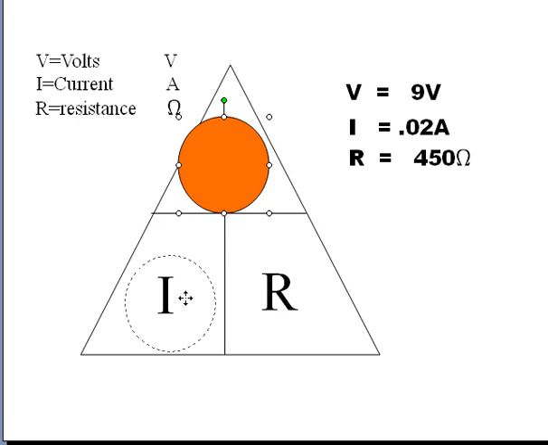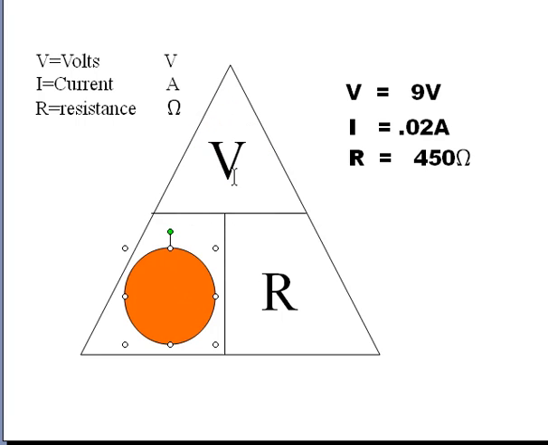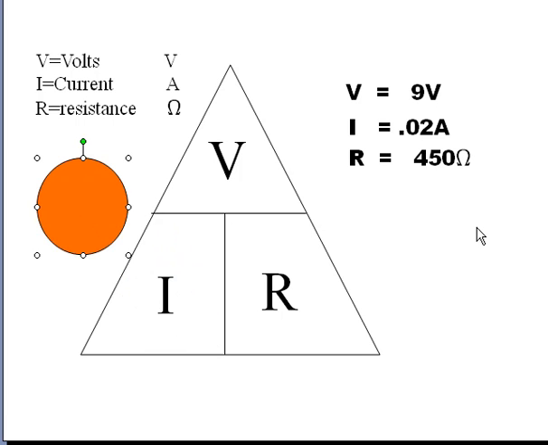Likewise, if we move the dot down here, we get a similar result. Now we've got voltage divided by resistance is equal to amperage. So if we take the voltage and divide it by 450, we'll get 0.02 amps. This works for any kind of three-part formula that you've got. You could put any of the formula pieces in here and create your own pyramid for solving for the three elements of the formula.